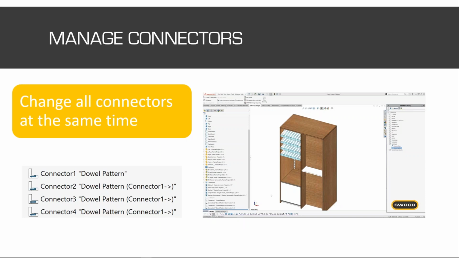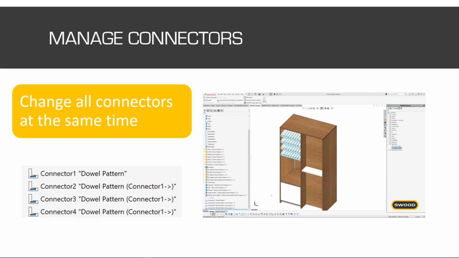Okay, so we will then move to the last part, which is how to manage connectors. If you go through the insert connectors between two components feature that you have in SWOOD Design, you will then select all your different contact surfaces. And when you insert all these connectors, you will have all the different features in your SolidWorks tree.